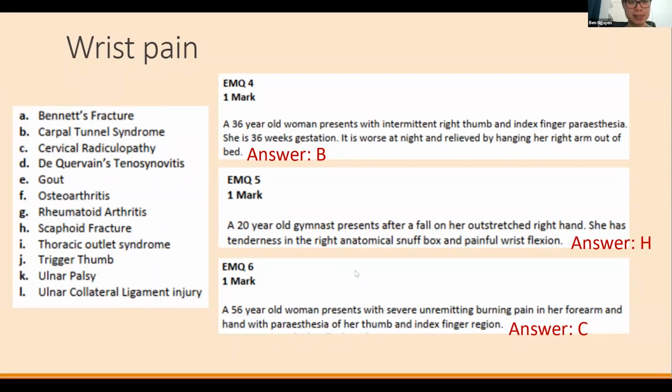The reason why it's C and not I is a bit niche, but essentially cervical radiculopathy is more likely to affect the upper roots of the brachial plexus. So sort of like the C5, C6, maybe the C7 region. That distribution there, sort of the thumb and index finger region, that's sort of like the C6 region.